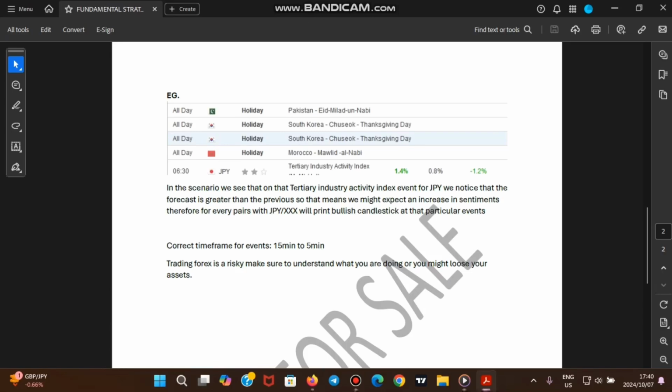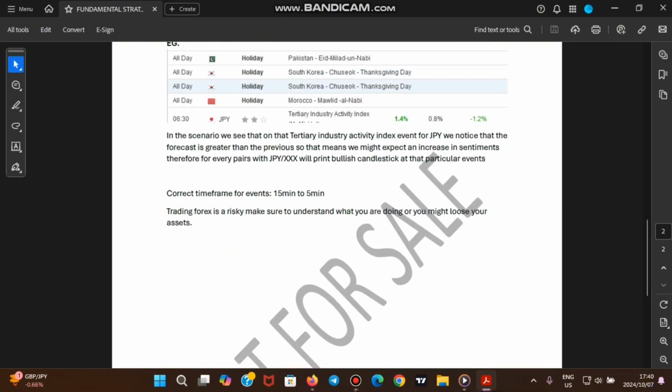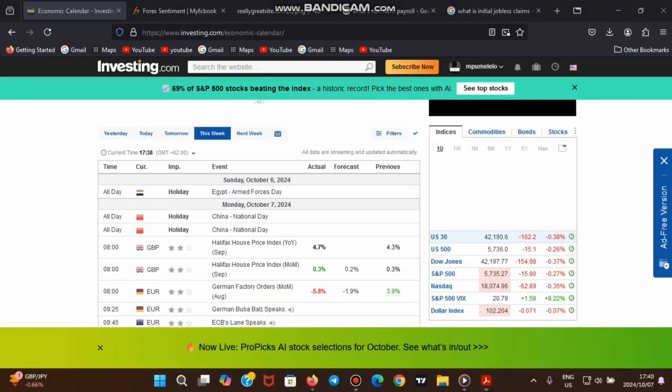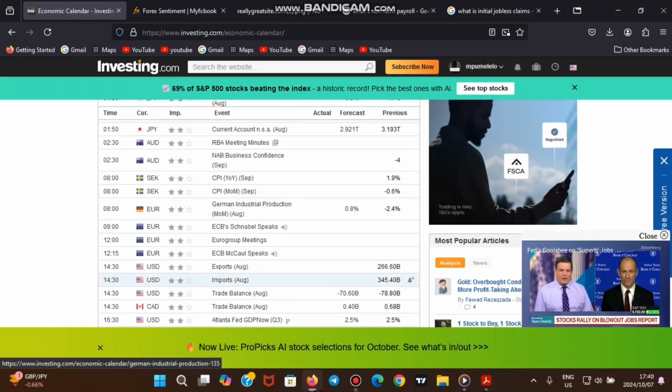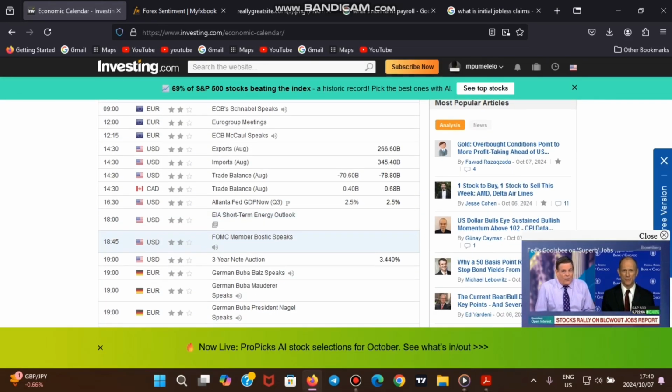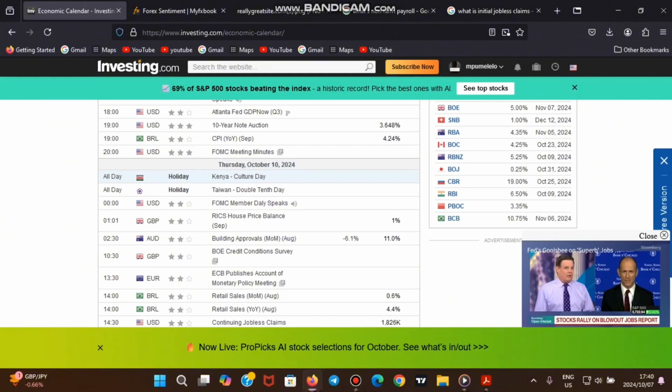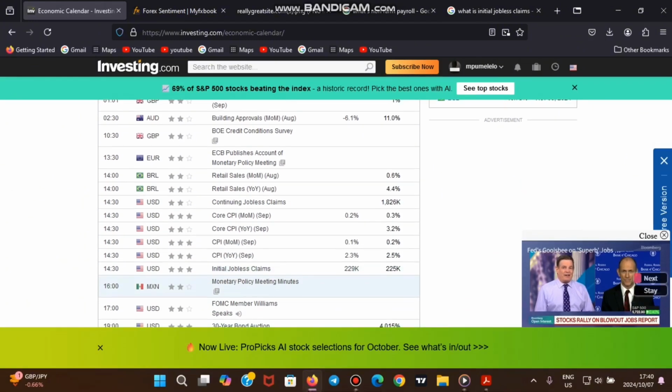For the upcoming event, CPI, if I'm not mistaken, on Thursday the 10th of October, just go to 10 October and look at the setup that I have. On core CPI I have a previous of 0.3% and the forecast is 0.2%. What does that mean? Interest rate cut.